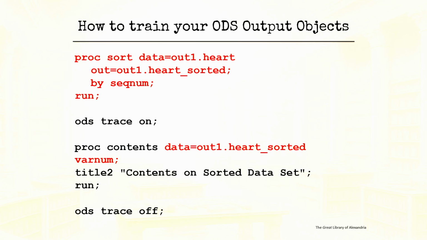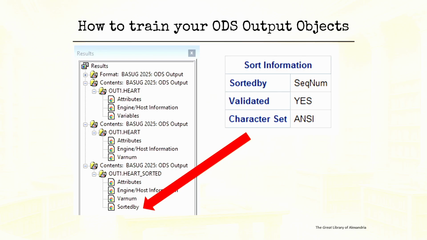The next thing we're going to see is that external processes can also affect ODS objects. So running proc contents on a sorted data set is going to give you a different set of output files. And so in this case, a new ODS object is created, and that is the sorted by object. And you can use this to display how your data set is sorted. And you don't get this information in proc contents out equals. You will not get that sort information there. This is the only place you will see it.